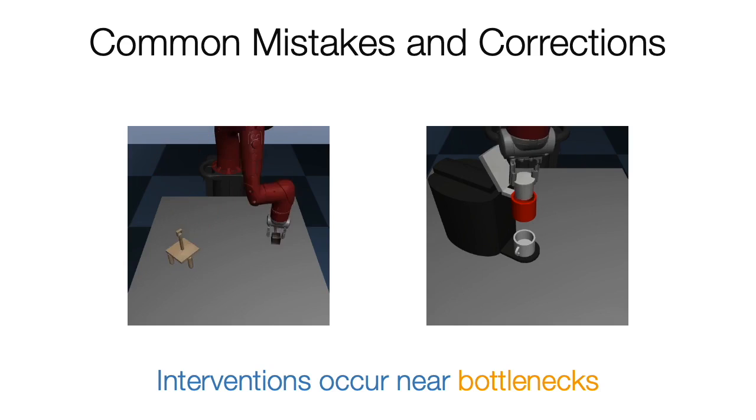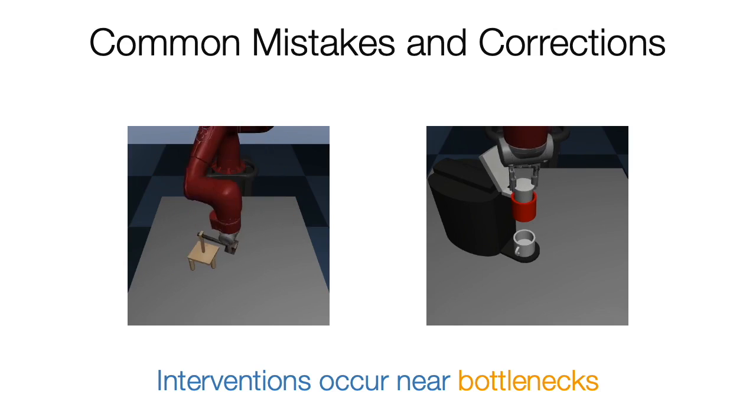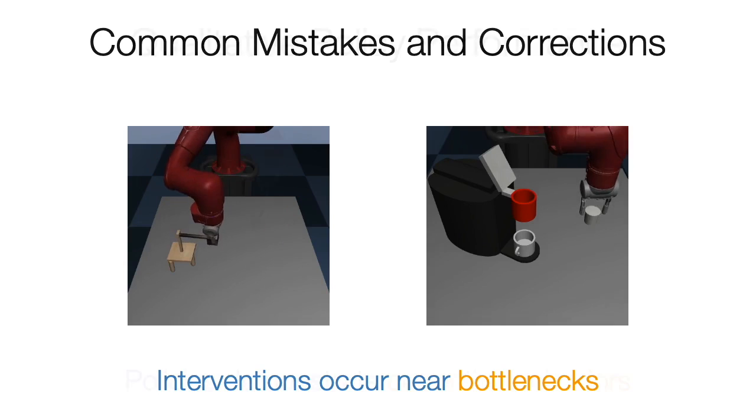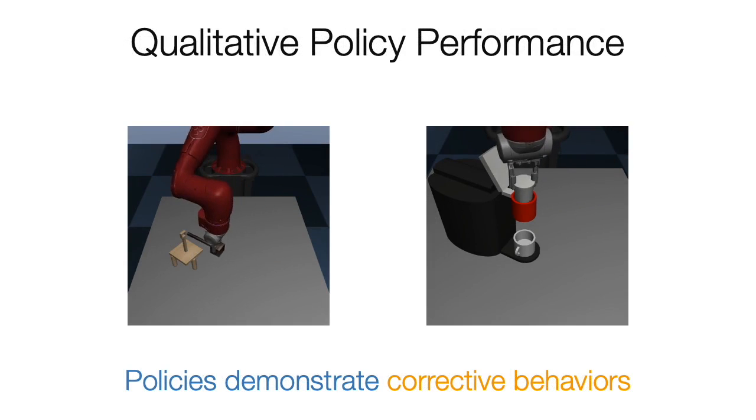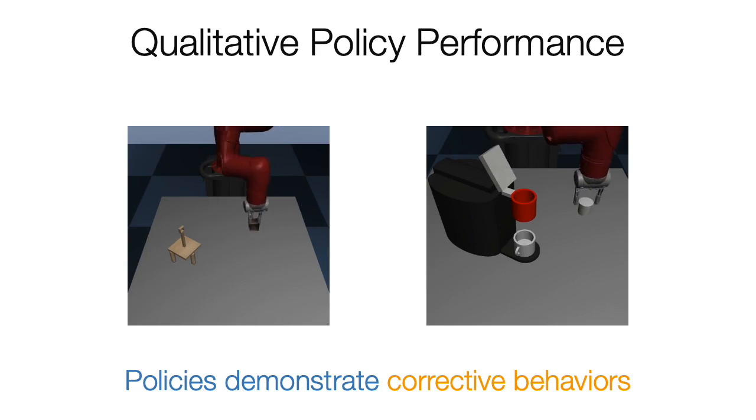These are some qualitative examples of interventions in the datasets. Notice that most interventions occur near bottlenecks. These videos show policies trained on the intervention data. There's clear evidence of corrective behaviors that are learned by the policies.